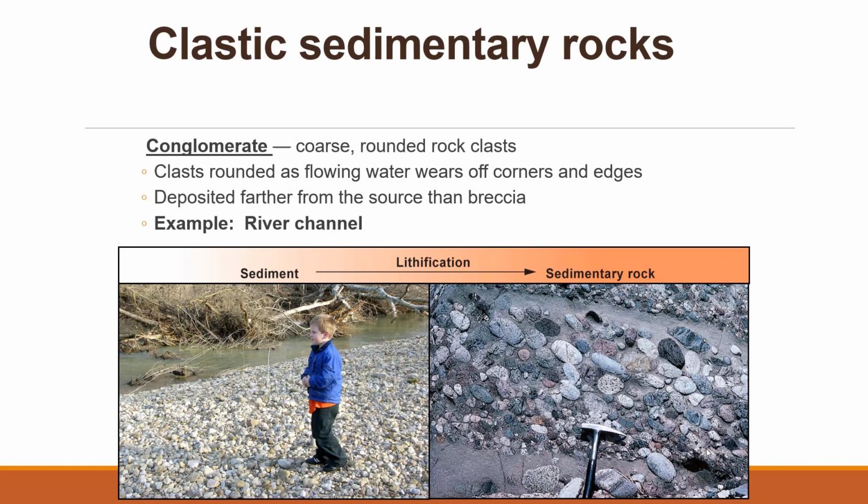A conglomerate is similar to a breccia, only now we have more rounded clasts. So they're still very coarse. They're big clasts. Flowing water will wear off the corners and edges, so these tend to be river channels. They are deposited a little bit further from the source than breccia would be because they're rounded, but they're still not well sorted. Here we have an example of a pebbly riverbank, and here we have an example of one of these conglomerates that is lithified, with big clasts that are cemented together.